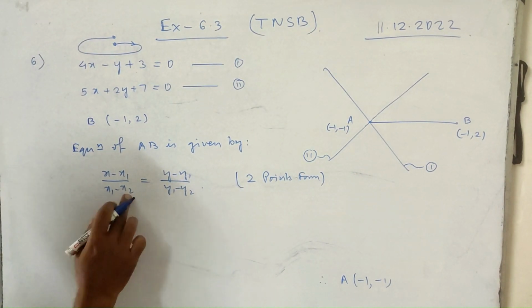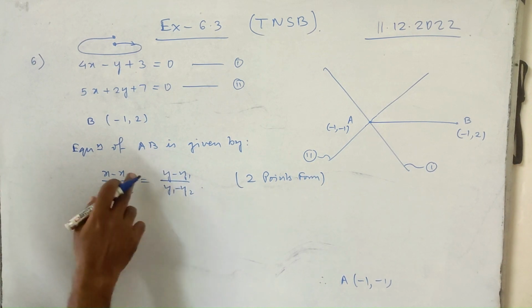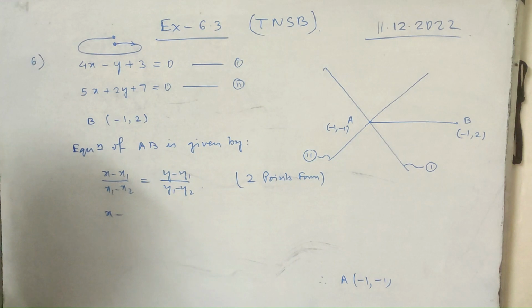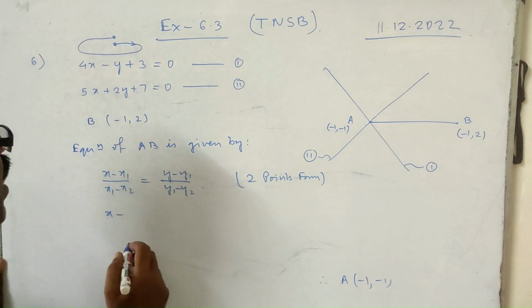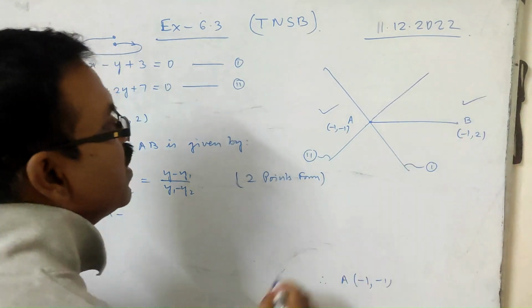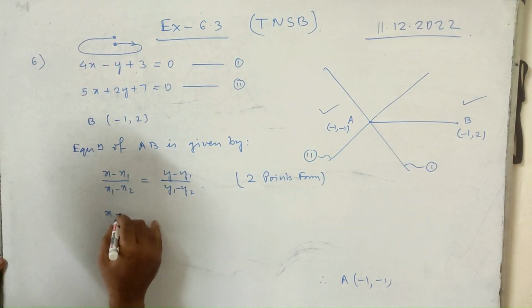If you are writing x2 minus x1, here also it should be x2 minus x1. If you are subtracting x2 here, then here also you have to subtract y2. So the order should be proper, otherwise the answer won't come out properly. Now x minus x1, which one are you taking? Let it be this, I am taking x1, and this one I am taking x2. So x minus x1 means it will become plus 1.